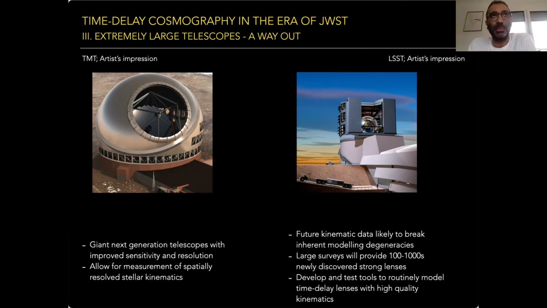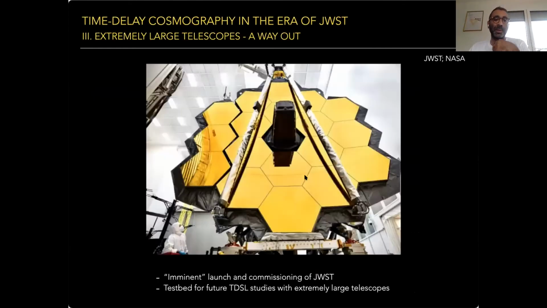However, there's a parallel path, which is you go straight to the time delay lenses and you try to observe spatially resolved kinematic data of these time delay lenses. This was not feasible until now because of the limitations of current observational facilities, but it will become feasible with the next generation of telescopes, whether that's JWST or any ground-based 30 to 40 meter class telescope.